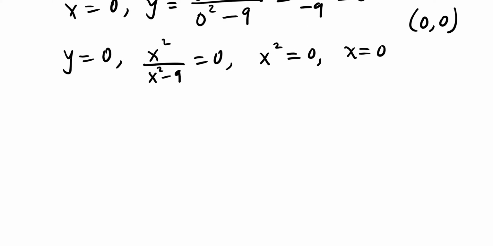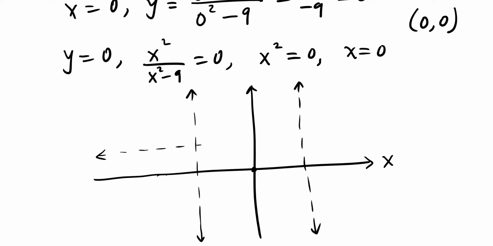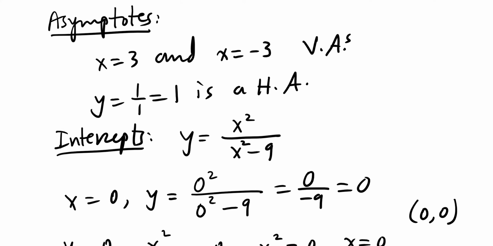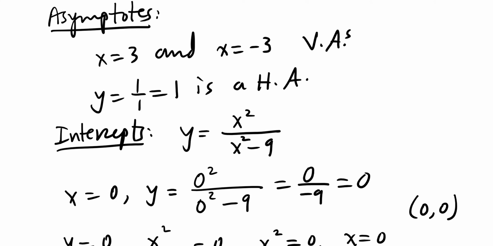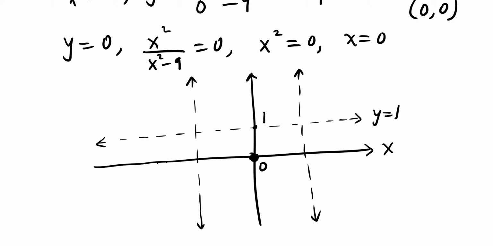And now try to sketch the graph. We had x equals 3 and negative 3, which is similar to the previous example, and y equals 1 was the horizontal asymptote. So we drew the vertical asymptotes, the horizontal asymptote, and we have (0, 0) as the intercept.